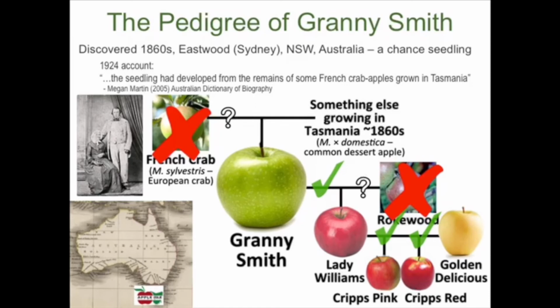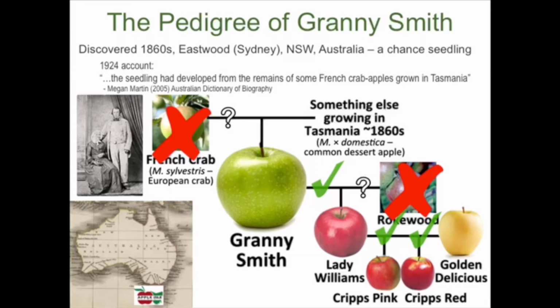Then what's the father? It would have been something else growing in Tasmania around the 1860s, one of the common dessert apple cultivars there. Now, Granny Smith is particularly important because it turns out it is a parent of Lady Williams, and Lady Williams is the mother of Cripps Pink, or Pink Lady, so also very important, and Cripps Red Sundowner is another popular cultivar in Australia at least, and the other parent there is Golden Delicious. Lady Williams' other parent is said to be Ropewood. That's what the records say.